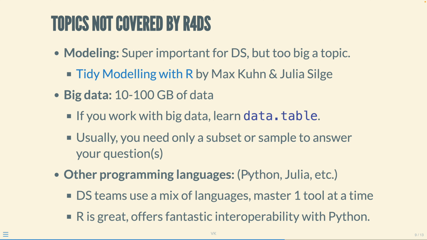Now, it is important to know what are the topics that are not covered by the R for Data Science book. Modeling, we said this was one step in the data science project. This is super important for any data science project, but it is too big of a topic to cover in this book, so it's not covered. There are, however, many other books, including Tidy Modeling with R, that you can always look at.